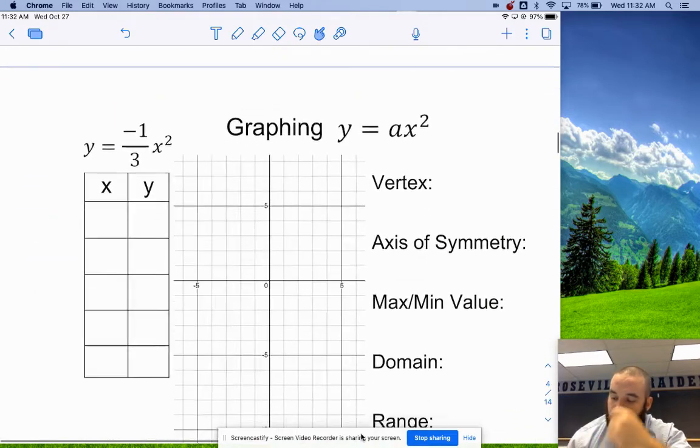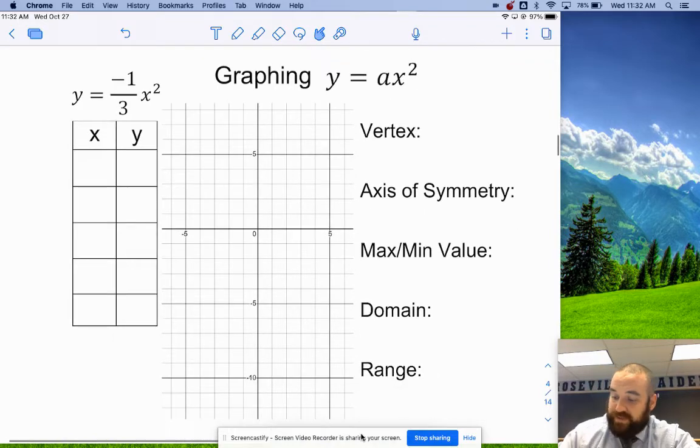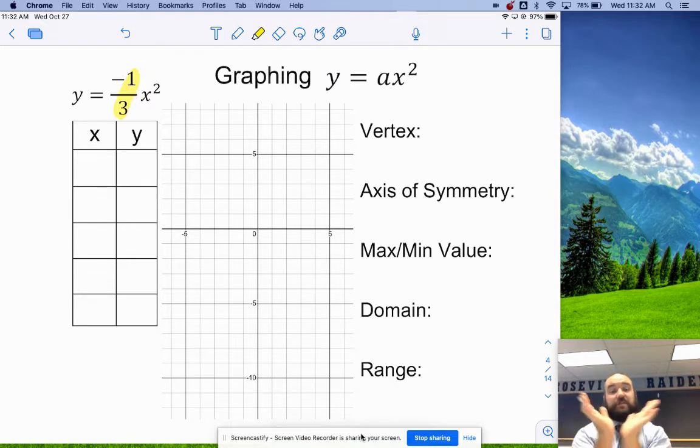Okay. Well, what happens if we put something like y equals negative 1/3 x squared? Now, you may remember that this negative sign is actually going to be an x-axis reflection. If you don't remember, that's fine. And the 1/3 is actually a compression. So this is going to be a little bit wider of a graph, and with the x-axis reflection, it's going to open down instead of opening up.